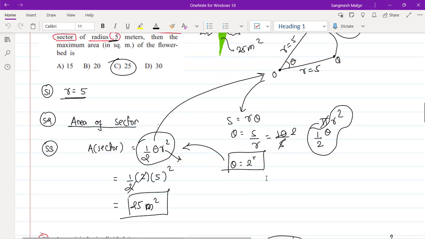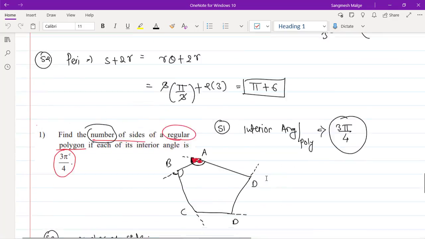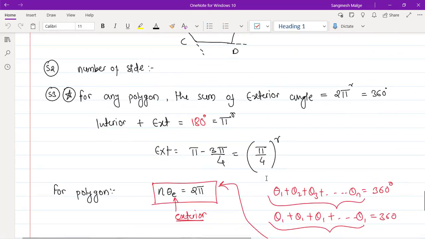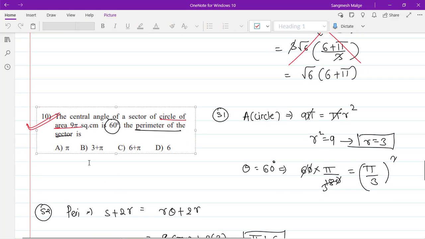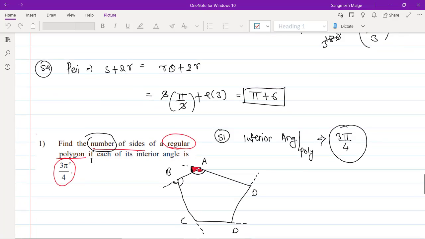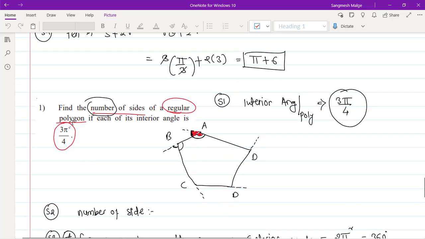So in the last class we started miscellaneous exercise 1, in which we completed the first section, which belongs to the MCQ part. We started the second section and solved the first question from that: find the number of sides of a regular polygon if each of its interior angle is 3π/4. This was the first question from section number 2, and we solved this.